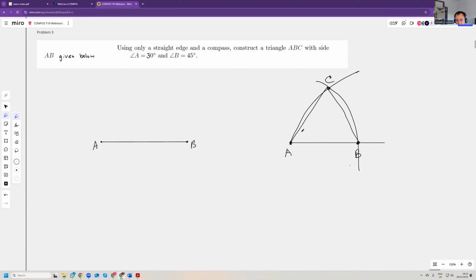That's a 60-degree angle. And then you just bisect this angle. So you draw a circle from B and from C, and then you draw a bisector, and that's your 30-degree angle.